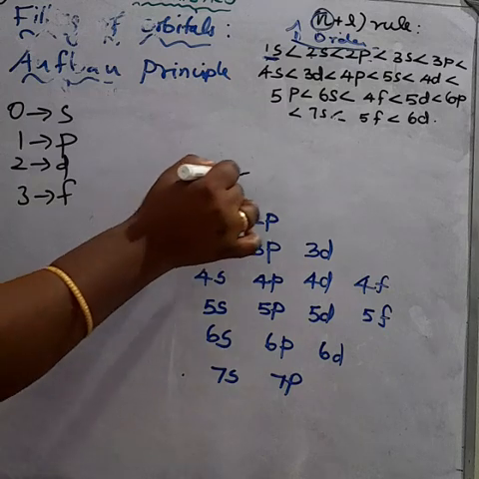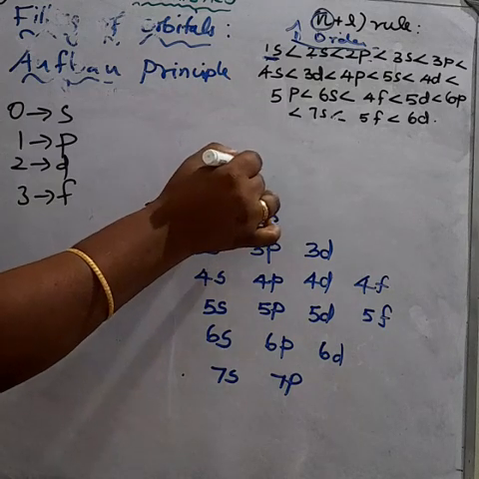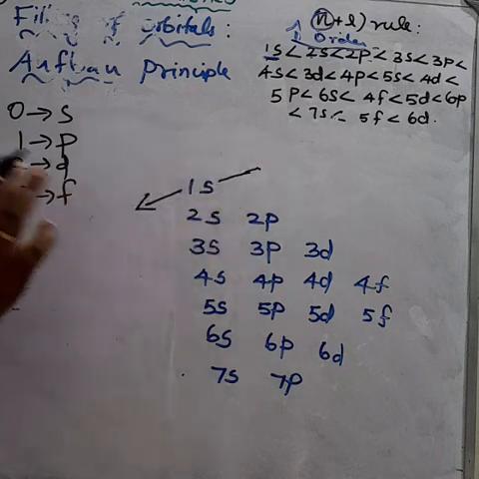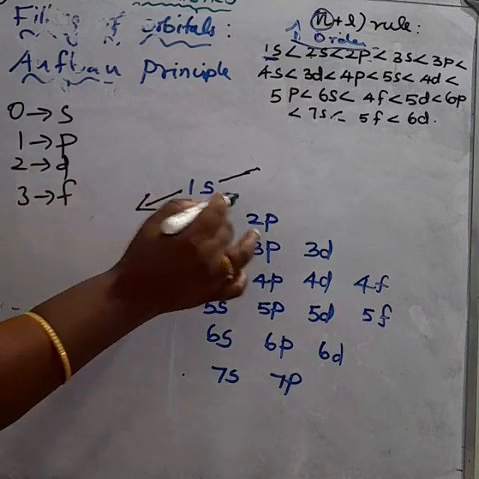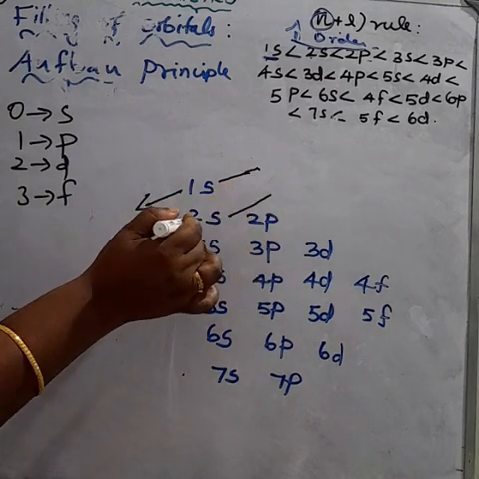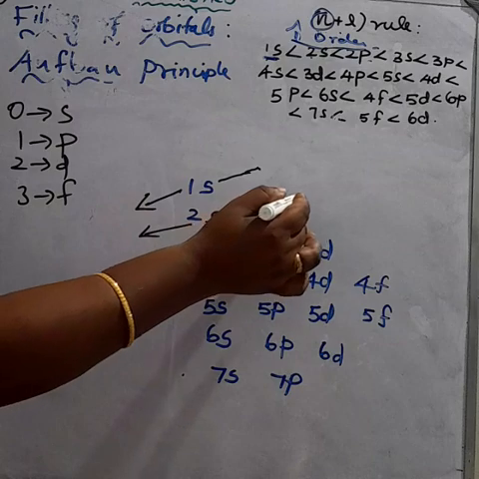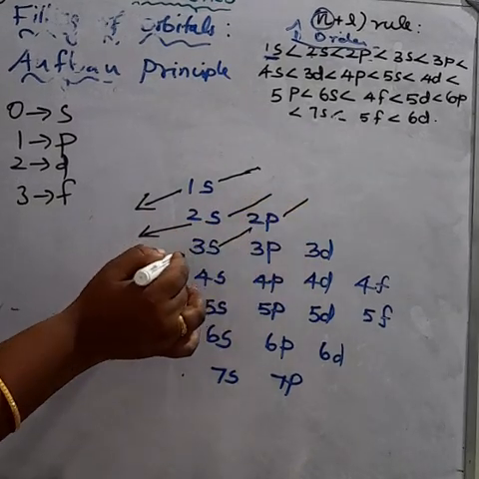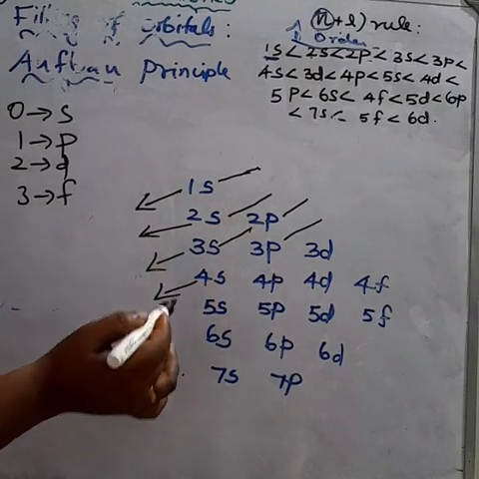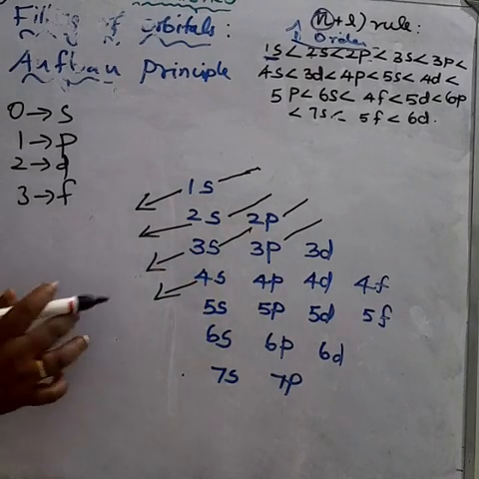Okay, after that you make the downward arrow mark here. First, the 1s orbital. After that we can trace the 2s orbital, 2s. After that 2p and 3s orbital. After that 3p and 4s orbital. Okay, according to the n plus l rule, after 4s we can write the 3d.